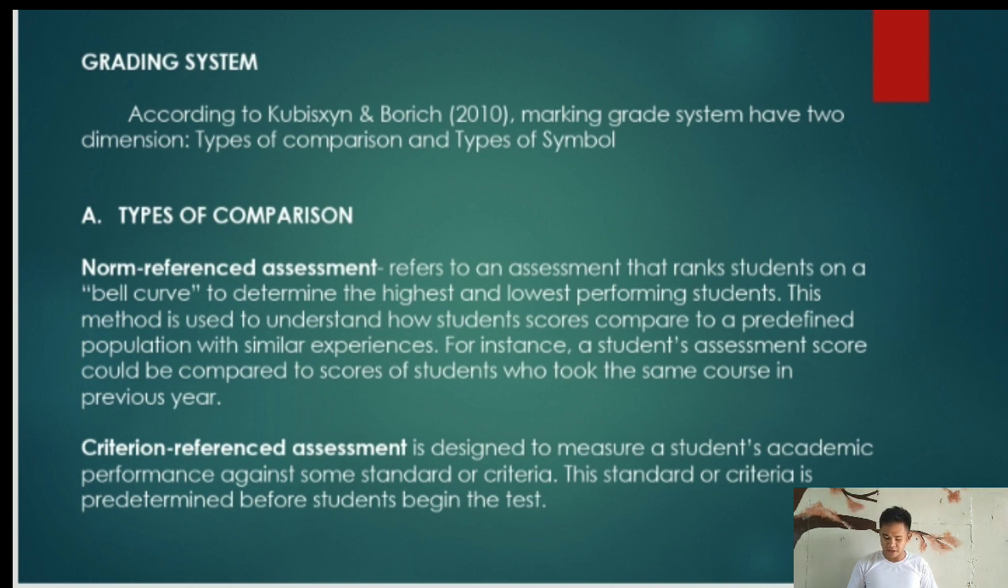So they define mark as a cumulative grade that reflects academic achievement. So now let's find out what are the two types of comparison. The first one is the norm reference, and the second one is the criterion reference or absolute standard grading. Let us first talk about norm reference grading.